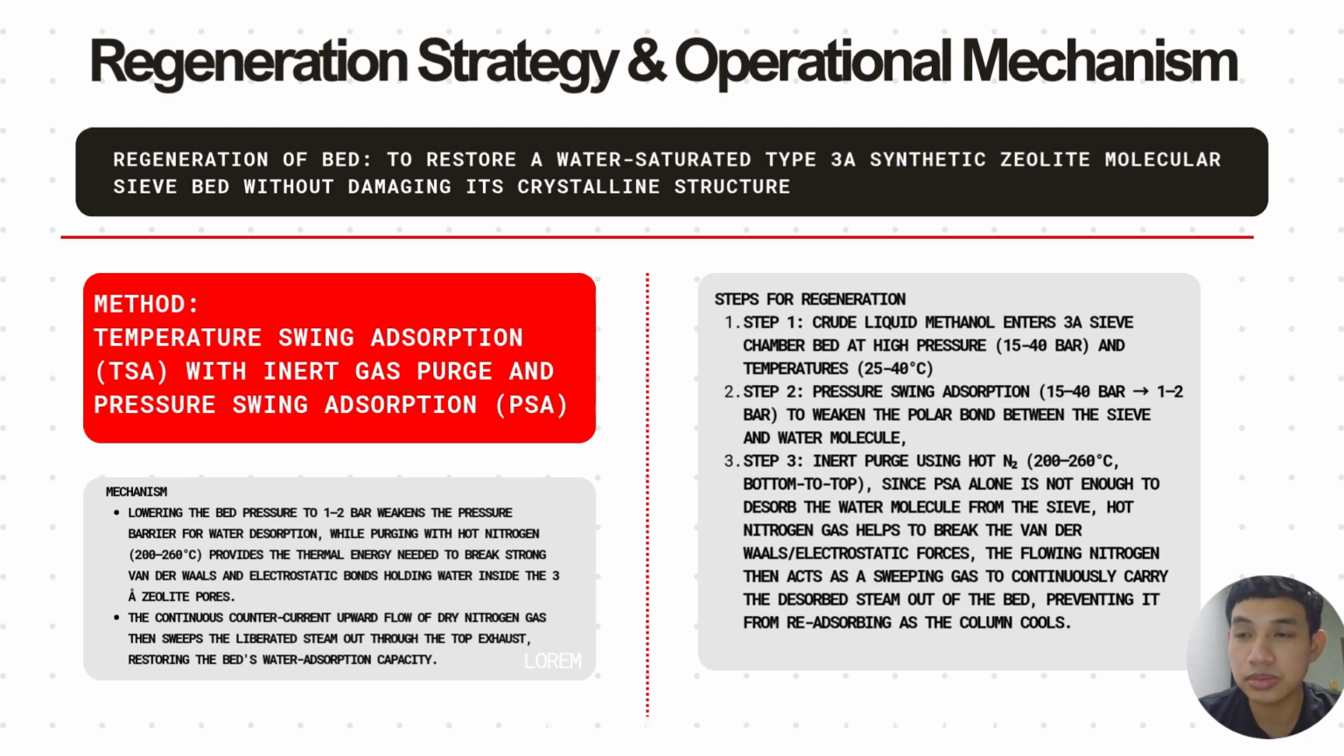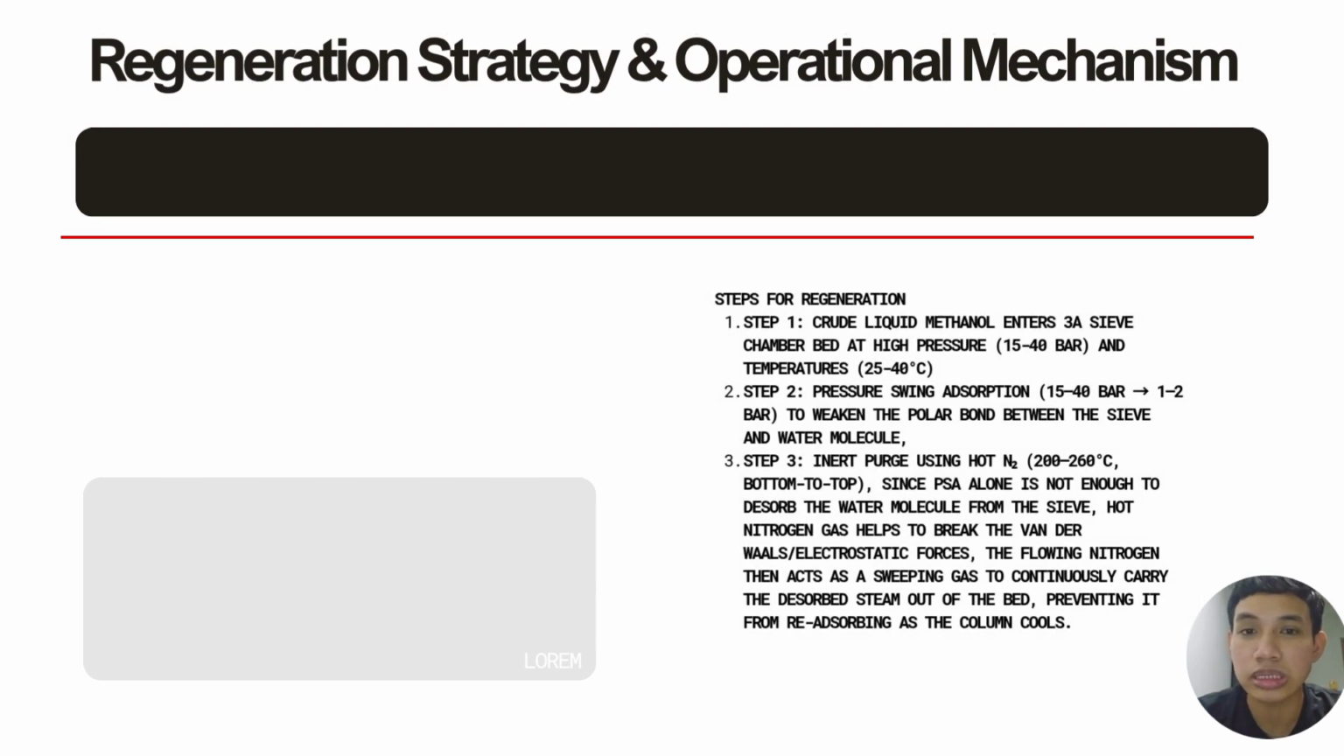the evaporated water that has been desorbed from the bed. So the steps are: number one, crude liquid methanol enters the chamber at around high pressure and low ambient temperature. And then we introduce PSA to weaken the polar bond between the water molecules and the sieve. Number three, we introduce hot inert gas purge, nitrogen, countercurrent from bottom to the top because PSA alone is not enough to break the van der Waals force between the water molecules and the sieve.